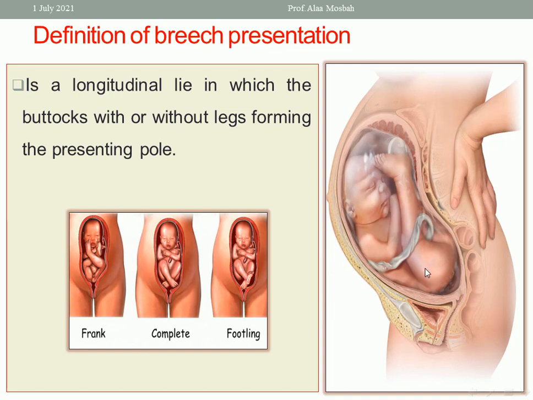As you see in the picture here, this is the buttock, the lowermost part of the fetus, and in this picture also the buttock and the legs beside the buttocks. So buttocks and the legs forming the presenting part.